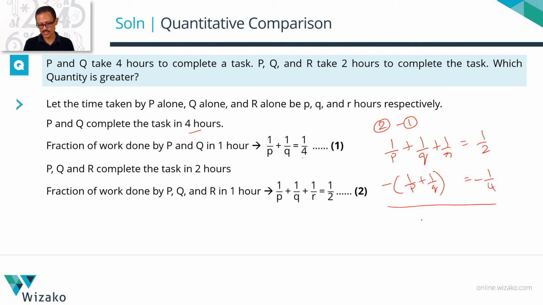Subtracting on both sides, 1/P and 1/Q will get cancelled. That will leave us with 1/R on the left-hand side. Right-hand side is half minus 1/4. Taking 4 as a common denominator, we'll have 2 times 1, which is equal to 2. 2 minus 1, 1/4 is what we get. So 1/R is equal to 1/4, which implies R is equal to 4.